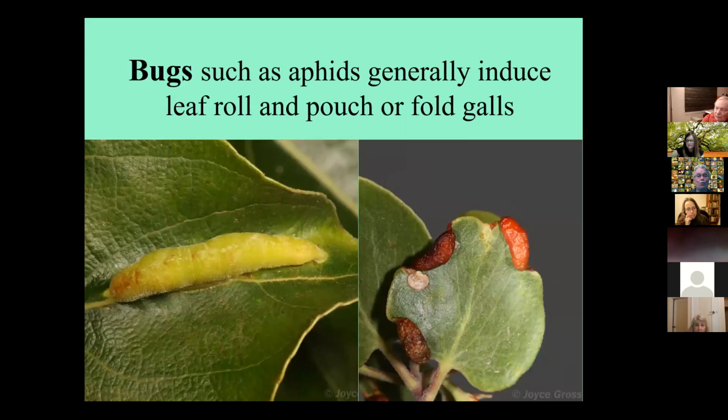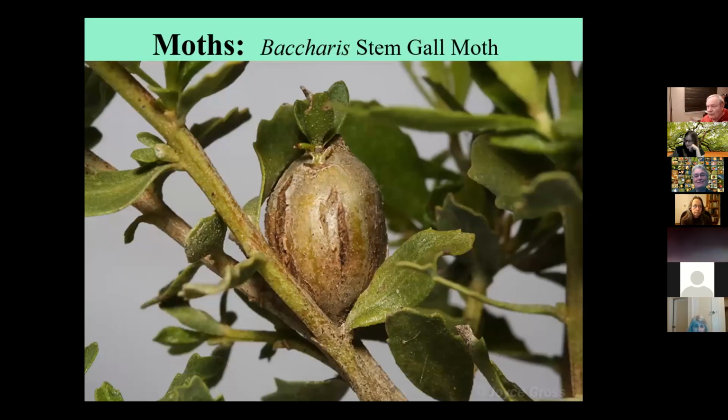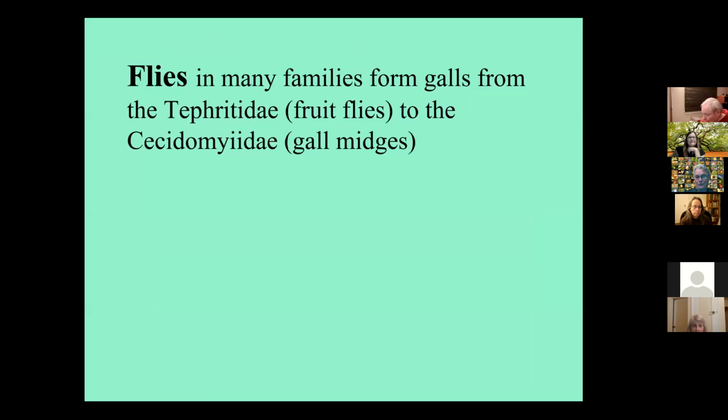Often you get roll and pouch galls. Here's 2 galls caused by aphids. And beetles can cause interesting galls. Now they might be simple stem gall swellings like this weevil gall, or they can be a little bit more complex. Moths can be very interesting and cause many different kinds of galls. So there you go. This is a moth gall, a stem gall on Baccharis, coyote bush.